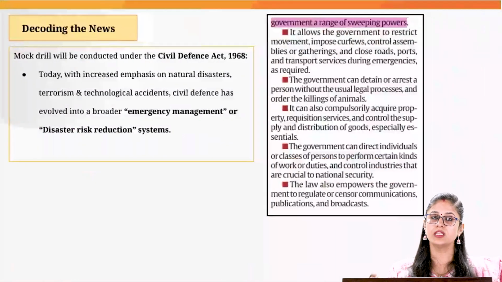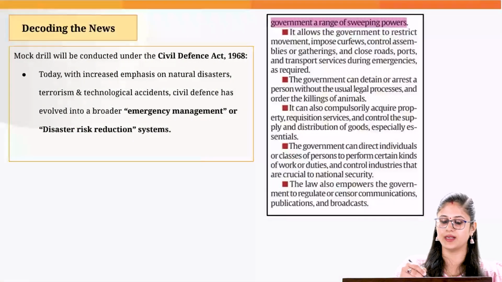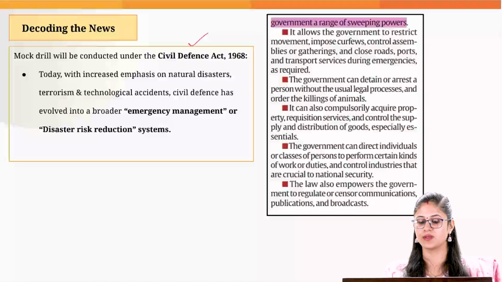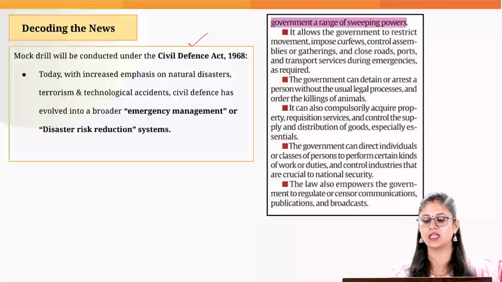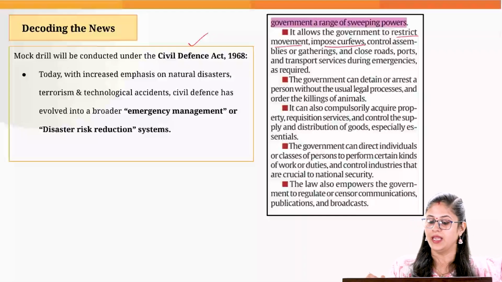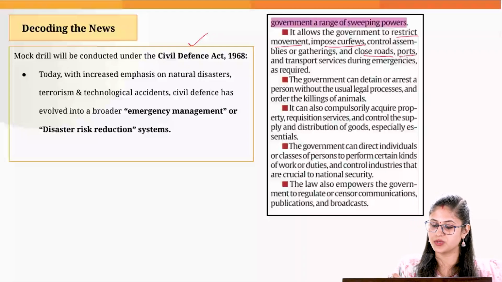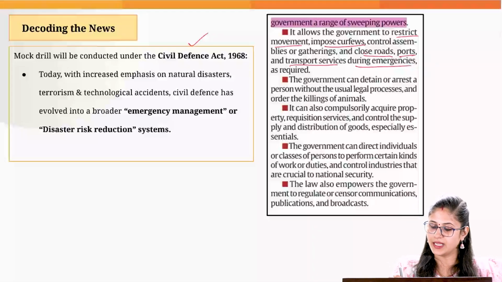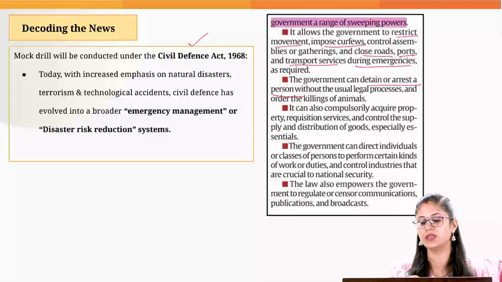Now this mock drill is basically being conducted under the Civil Defence Act of 1968, which gives the government a wide range of powers. This act gives the government the power to restrict movement, impose curfews, and close the roads, ports, and transport services during an emergency as and when it feels so. Then it can detain or arrest a person without the usual legal process.